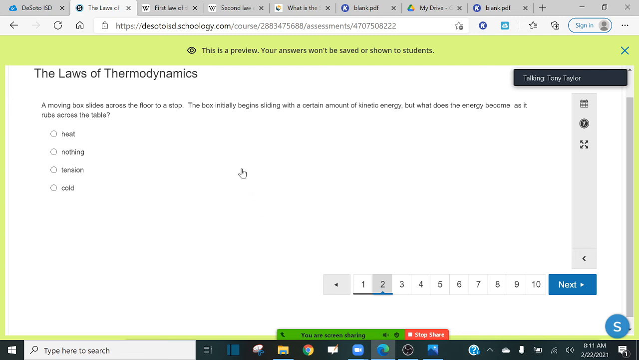If we take our object here and we rub it across the table, we're converting kinetic energy in the box into thermal energy. In other words, it's becoming heat. It's kind of like taking your hands. If you take your hands and rub them together, you're converting kinetic energy into heat. Okay? So that is that one.